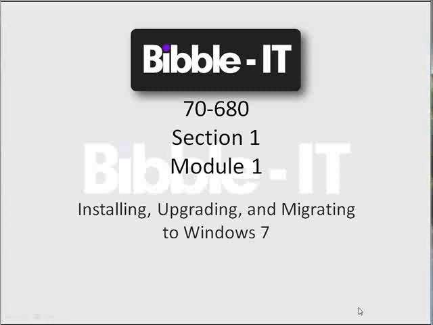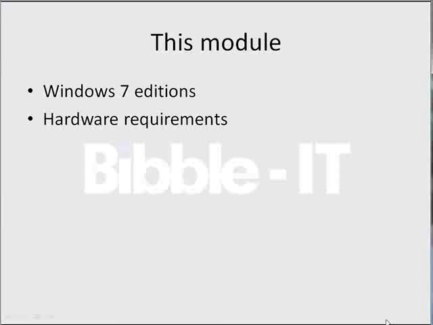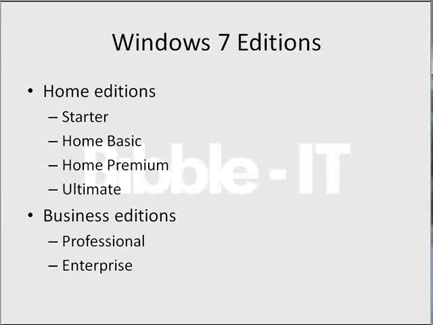Items we're going to be covering today include the Windows 7 editions and the Windows 7 hardware requirements. The Windows 7 editions, much like they were with Vista, are split into two main categories or groups. We've got the Home editions and then the Business editions. Home editions start with Windows 7 Starter Edition, then there's Home Basic, Home Premium and Ultimate. And on the business level, we've got Professional, which is the equivalent of the Windows Vista Business, and then Windows 7 Enterprise. We're going to cover off in some more detail what the difference is between all of these.